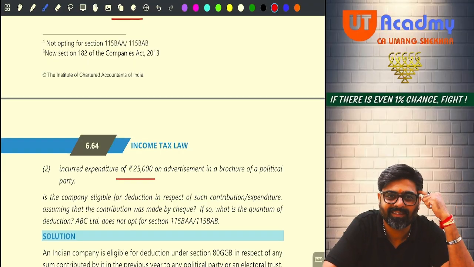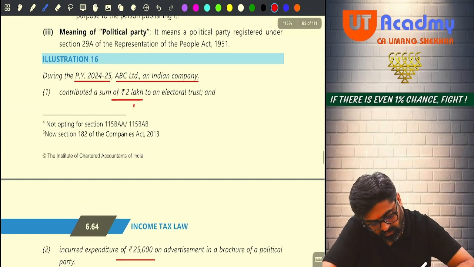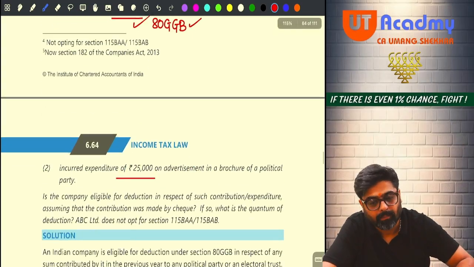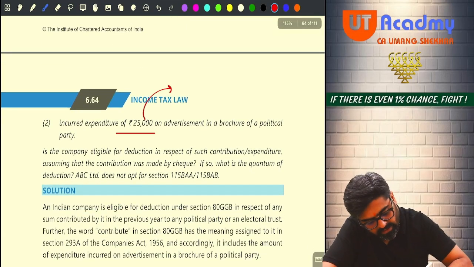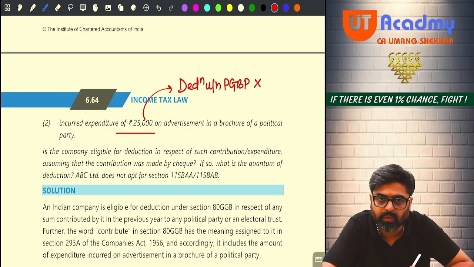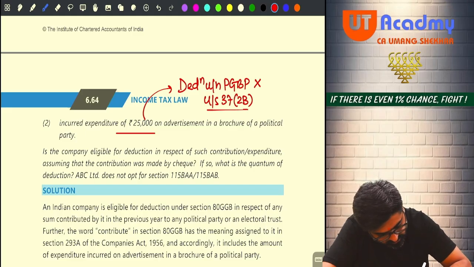Section 37 to be disallowed, because that is treated as political donation by you, which will be allowed under 80GGB. Yes or no? So if you are an Indian company, making this donation will qualify for 80GGB. Yes or no? But this advertisement expenditure incurred by you, will it be your deduction under the head PGBP? Can you claim it as a deduction under PGBP? No. Because under section 37(2B), this is disallowed.